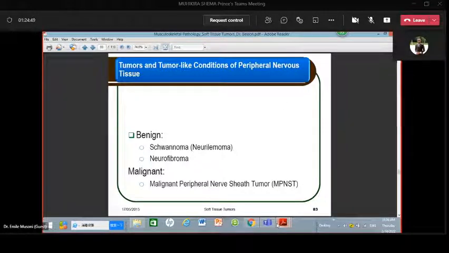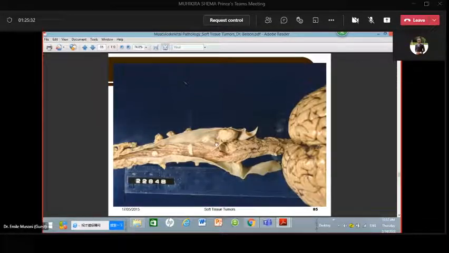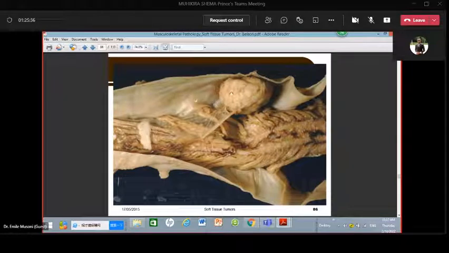Tumors of the peripheral nerve tissue: the most common is called schwannoma, also known as neurilemmoma, and neurofibroma. The malignant one is called malignant peripheral nerve sheath tumor. Schwannomas are the most common. They are encapsulated, mobile, non-painful lesions. Anatomic distribution is the head and neck, and the flexor surfaces of the upper and lower extremities. I hope you still remember the anatomy. This is an image of those schwannomas.